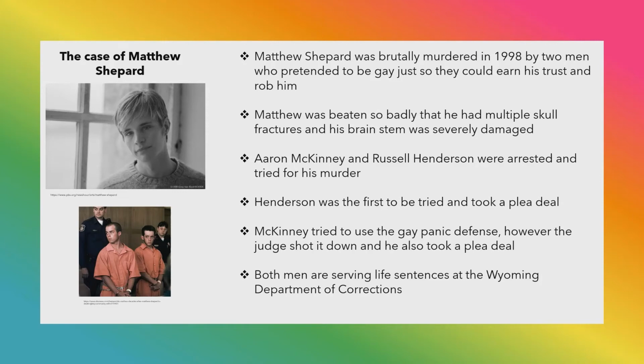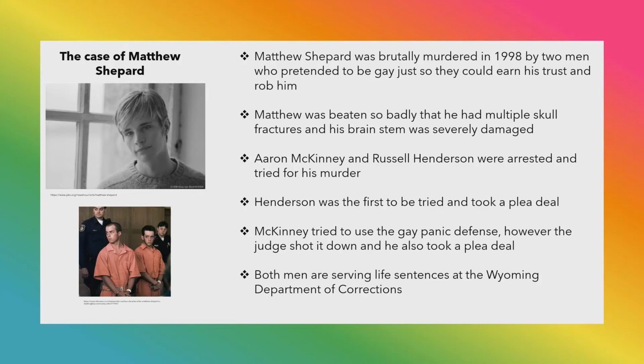Now, at some point during the ride, McKinney alleged that Matthew put his hand on his leg, and that's when McKinney freaked out, and he looked at Matthew and said, "Hey, we're not gay, and we're gonna jack you up." And that's when they started to beat him in the truck. Then they pulled him from the truck, they beat him more, tied him to the fence post, and just continued to pistol whip him over and over and over again. Matthew died from his injuries on October 12th. His parents were at his side.